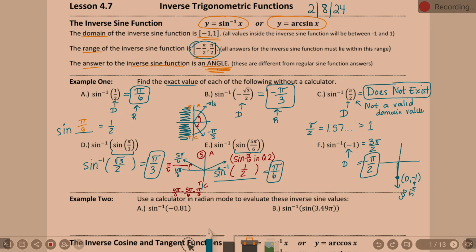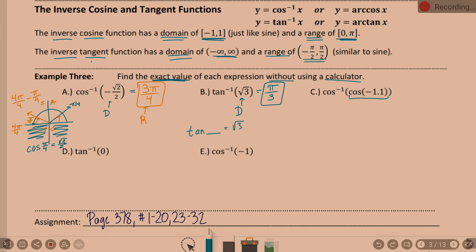So we had to come up with equivalent angles. Okay? So again, this one takes a little bit more thinking. Now, the nice part about these is at least they gave us angles we could work with. Well, we're going to have to reason this one out because they didn't give me an angle I could work with. And so, cosine of negative 1.1.